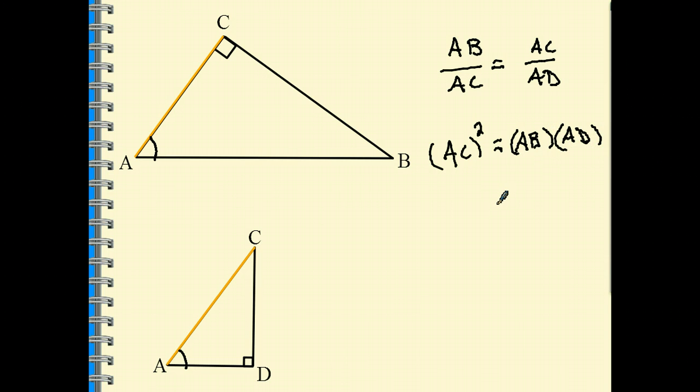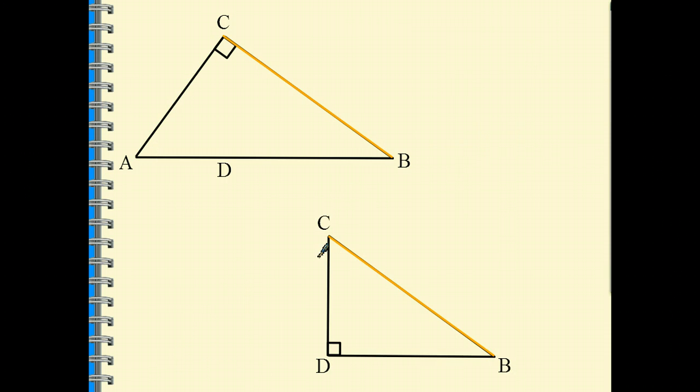Okay, so that's kind of significant. We're going to get to a formula that's going to help us a little later, but right here it shows that AC squared is equal to the product of AB and AD. So the side that these two triangles have in common, squared, is equal to the product of AD times the entire hypotenuse AB. Okay, let's look at another triangle pair.